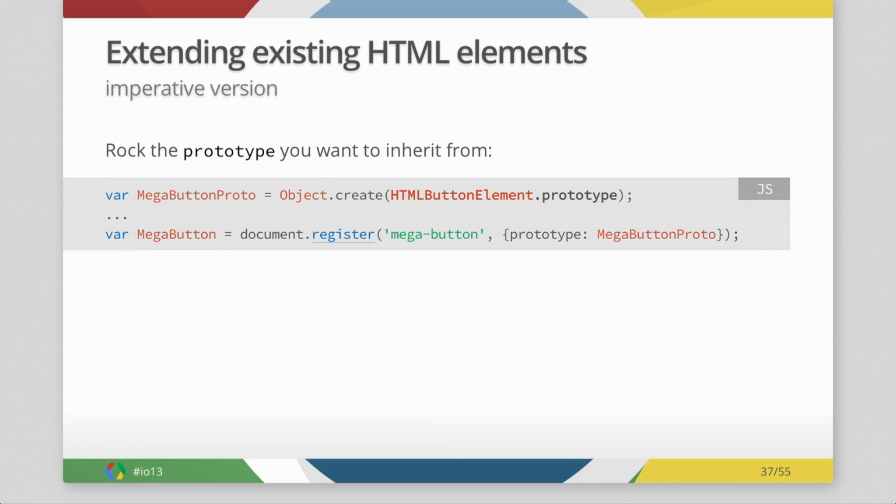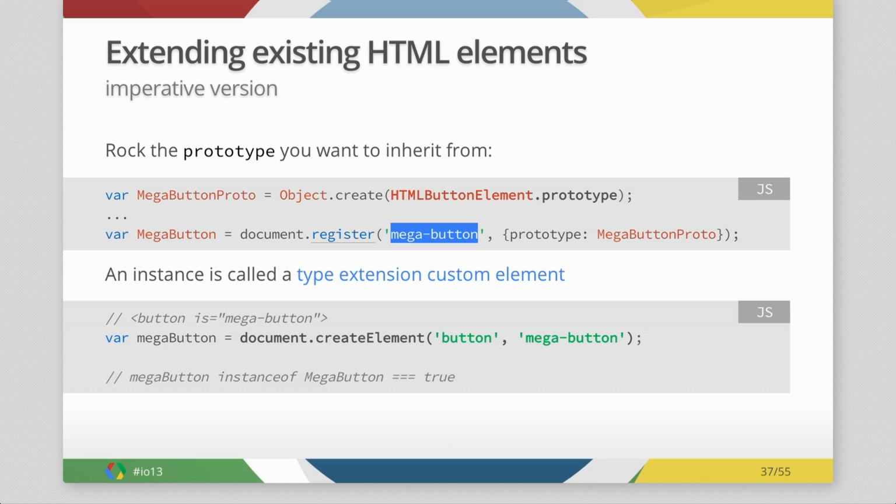If you want, there's the JavaScript version, same example, but in the JavaScript world. So this time, I'll use Object.create, and instead of inheriting from HTMLElement, I'm inheriting from a specialized version of that. So I'm inheriting from HTMLButtonElement's prototype. And then you register it using document.register, give it the tag name and that prototype you've set up.